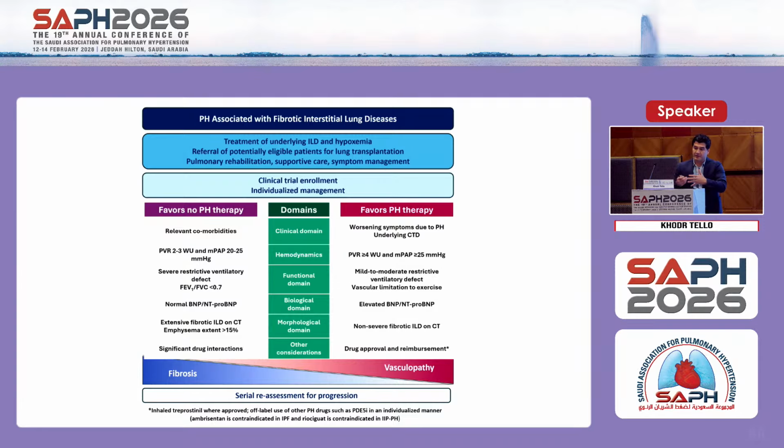So we should think: are there worsening symptoms which might be due to this vasculopathy rather than the fibrotic part? Do we have very severe pulmonary hypertension with PVR greater than 4 Wood units, mPAP greater than 25 millimeters of mercury, perhaps a vascular limitation in CPET, elevated NT-proBNP, or non-severe fibrotic ILD on CT? So is the vasculopathy greater than the fibrosis in this regard? And then we should think of starting a medication, although we do not have an approved drug in order to start a medication, at least in most parts of the world.